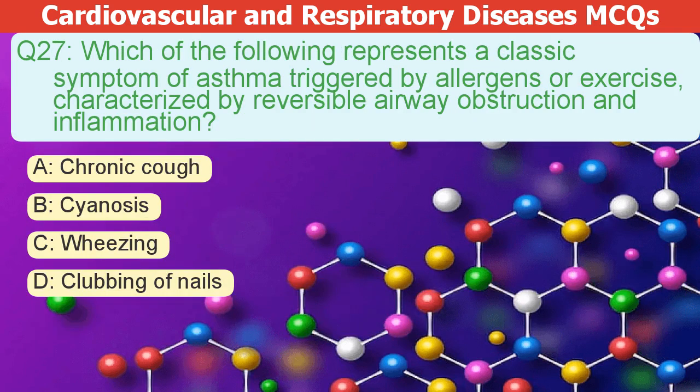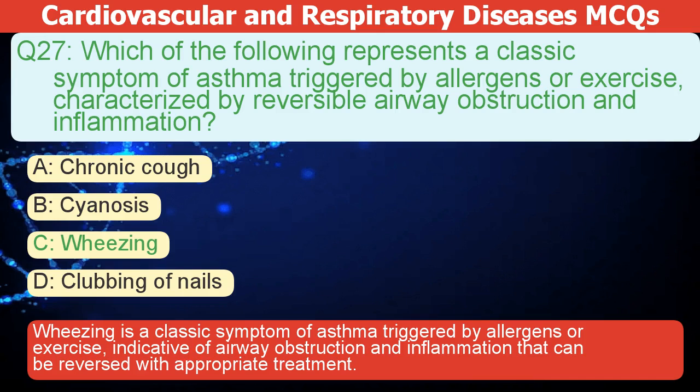Which of the following is a classic asthma symptom triggered by allergens or exercise, causing reversible airway obstruction and inflammation? A. Chronic cough. B. Cyanosis. C. Wheezing. D. Clubbing of nails. The correct answer is C. Wheezing is a classic symptom of asthma. It's triggered by allergens or exercise. This indicates airway obstruction and inflammation. It can be reversed with appropriate treatment.